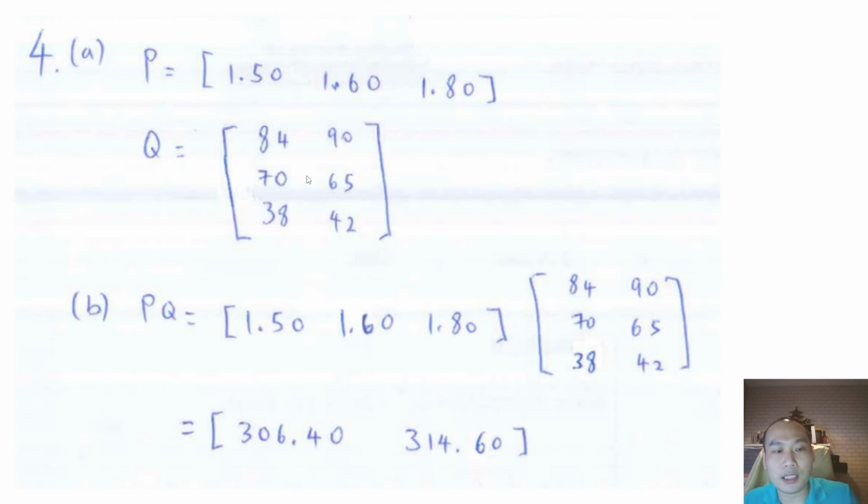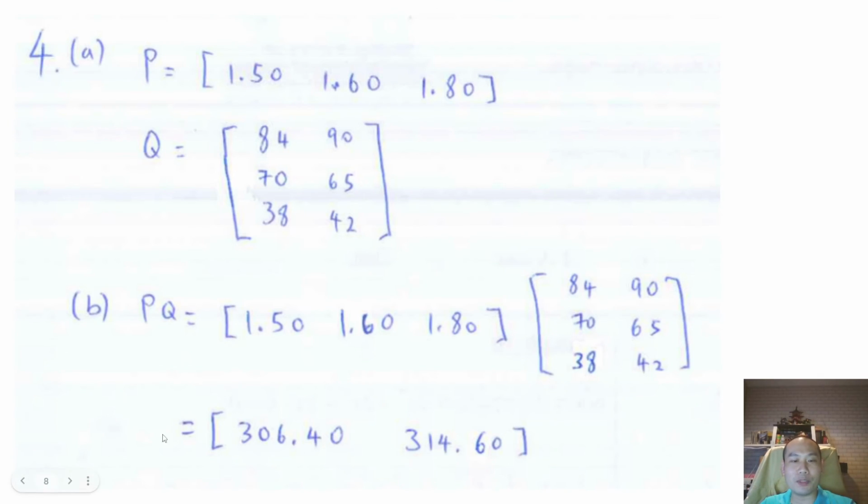So by doing this, in part B, when we multiply together, you see what happens? 1.5, this is for the red milk tea, right? You multiply with 84. See? And you also multiply with 90, which are both for the red milk tea, right? And then 1.6 here will go with 70 and 65, which represent the mint milk tea. 1.8 here will be multiplied with 38 and 42, which is actually the yen milk tea, right? So you multiply them this way. Final result, this is what you get, right? Because this is 1 by 3 times 3 by 2, the final result is 1 by 2.